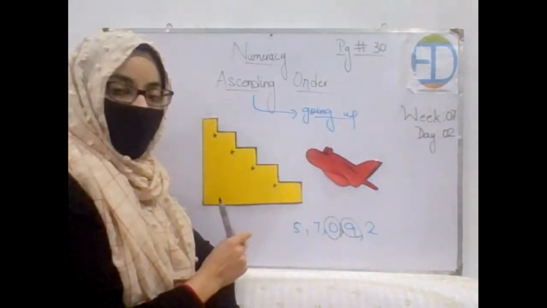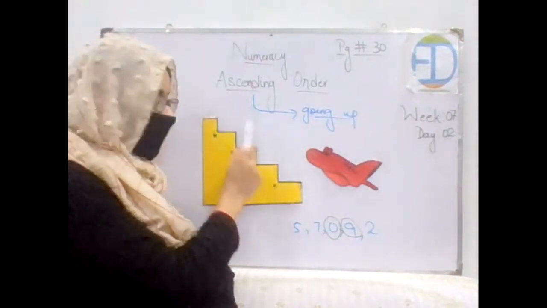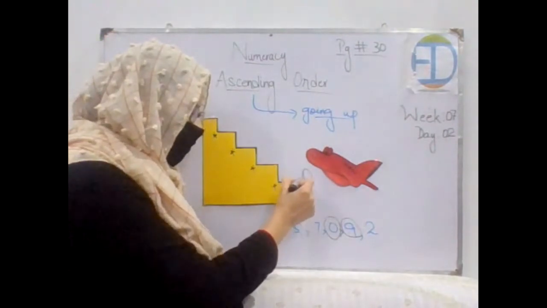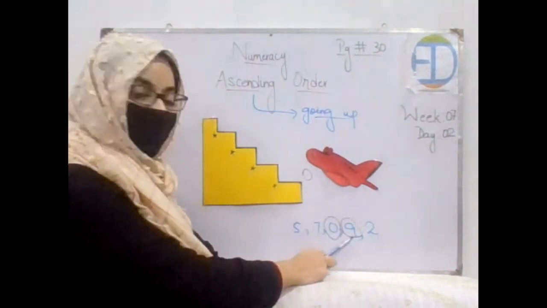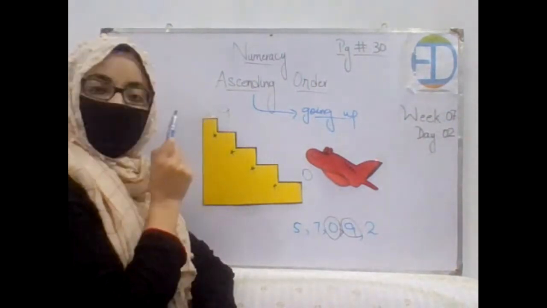Where will we write the smallest number? Over there? No. So where? Over here. Very well done. So I'm writing 0 over there. And where we will be writing the highest number? Over there. Excellent. On the top.